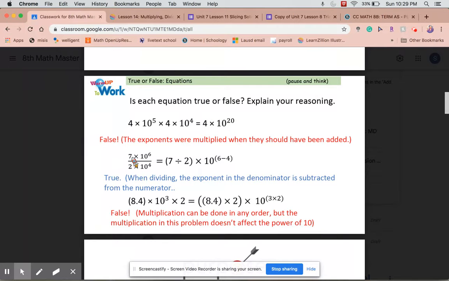Now this one, true or false? 7 times 10 to the power of 6 divided by 2 times 10 to the power of 4 equals 7 divided by 2 times 10 to the power of 6 minus 4. It's true because when dividing, the exponent in the denominator is subtracted from the numerator. Remember, when we're dividing exponents, we have to subtract the exponents. Okay? And then we go ahead and divide the other numbers as well.